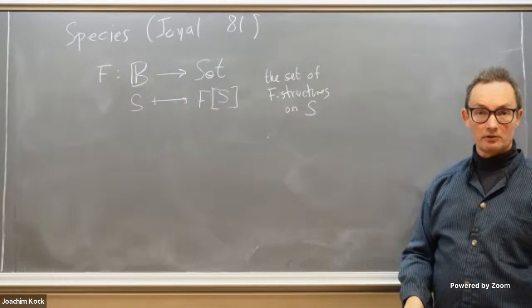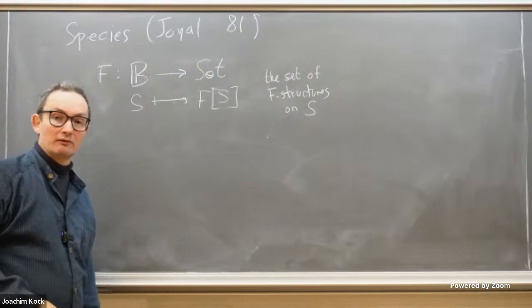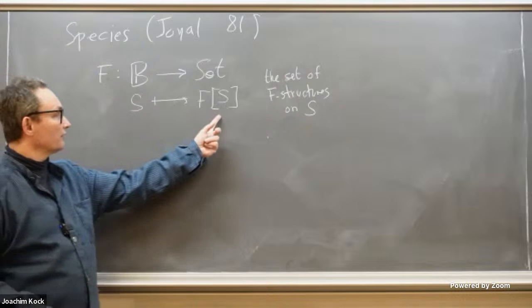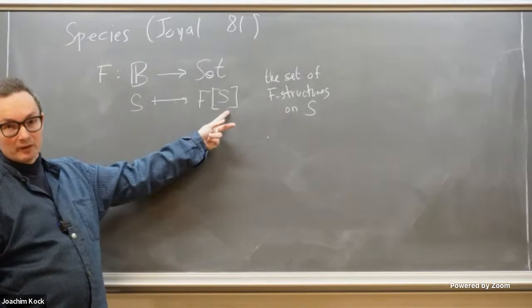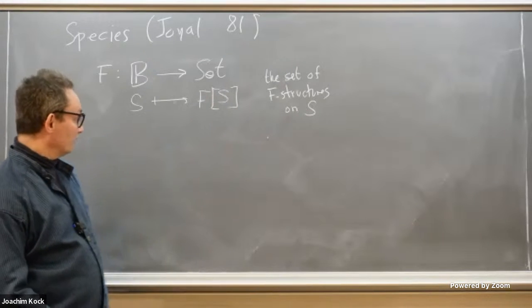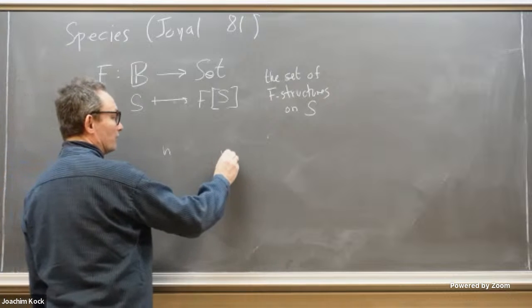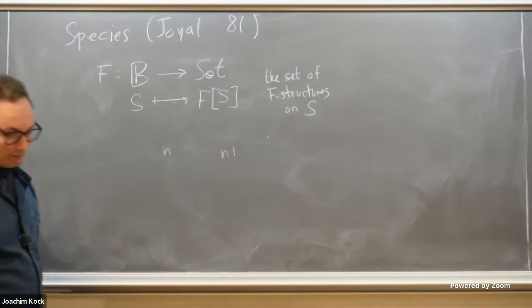So F was something abstract, but just by being a species, it defines a notion of F structure. But to give a concrete example, this species could be the species of linear orders, so that you to every set assign the set of all possible linear orders on that set. That's an example of a species. In that case, if the set has n elements, then of course this set over here will have n factorial elements.